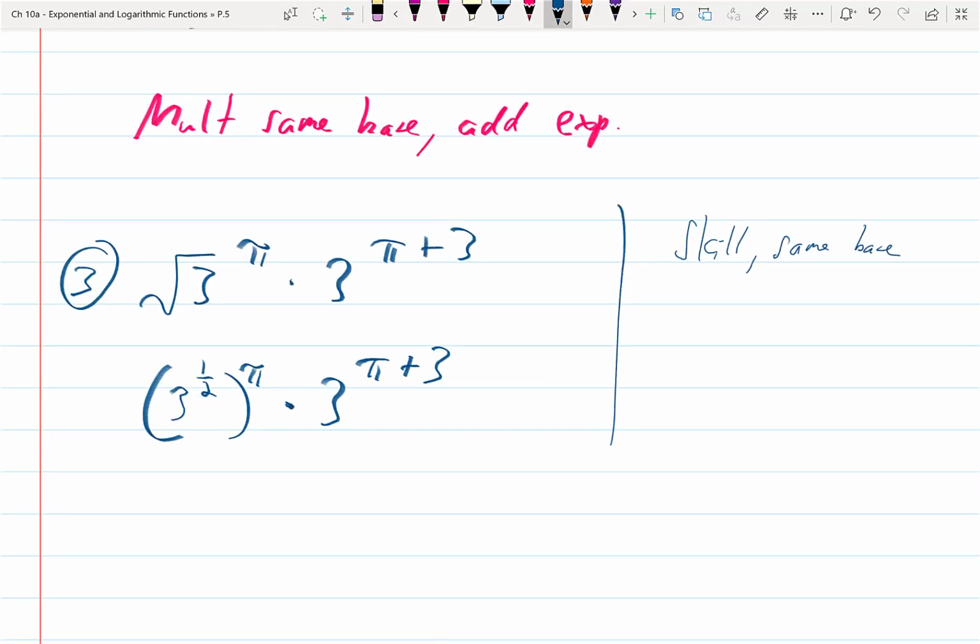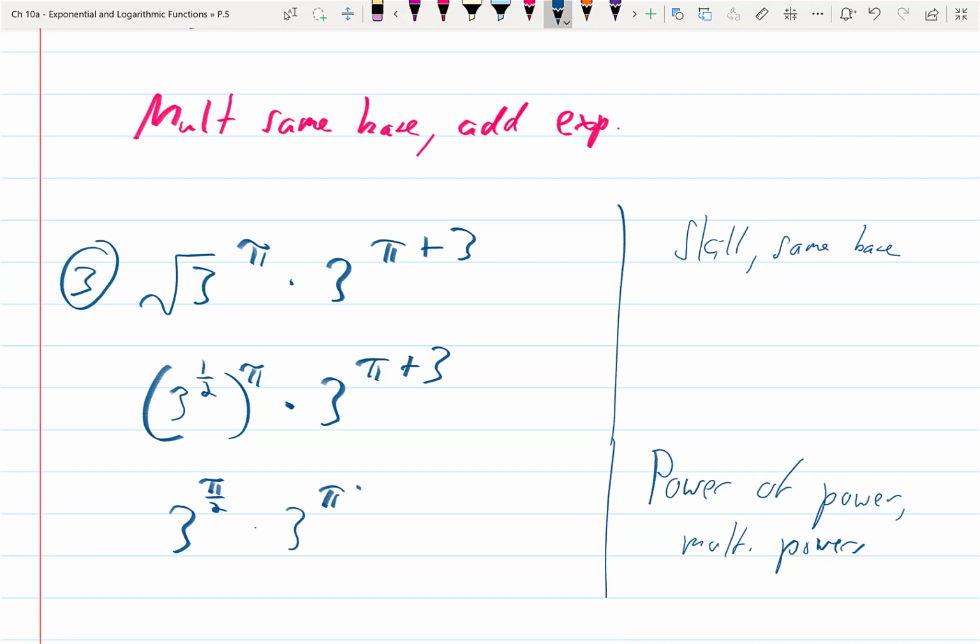All right, so 3 to the pi over 2 plus 3. Now, I want you to explain to me why it's 3 to the pi over 2 and not 3 to the pi plus a half. Because it's a power over power. If the exponent is being multiplied, you multiply both exponents. So this gives me this times this. When you raise a power to another power, the powers get multiplied.